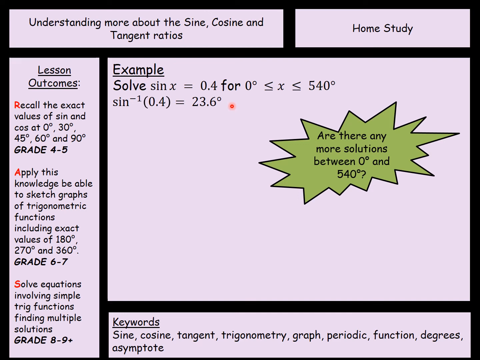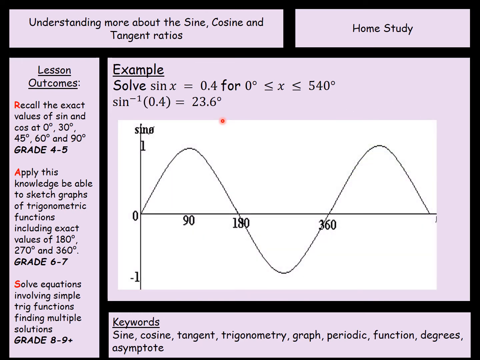So we've been asked to do it between 0 and 540. So if it was as easy as just getting that one value from the calculator, we're missing something. The other values we're going to get from the graph. And so here's our graph, all the way from 0 up to 360. You can see how it continues up to 540 down here. Let's see if we can work out where the other values are going to be.